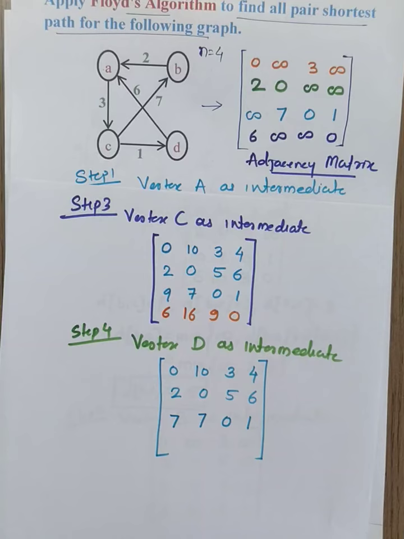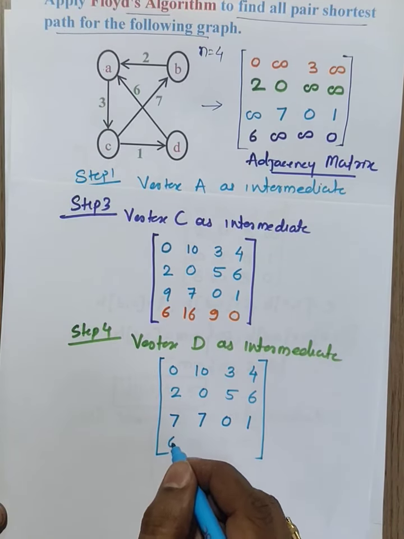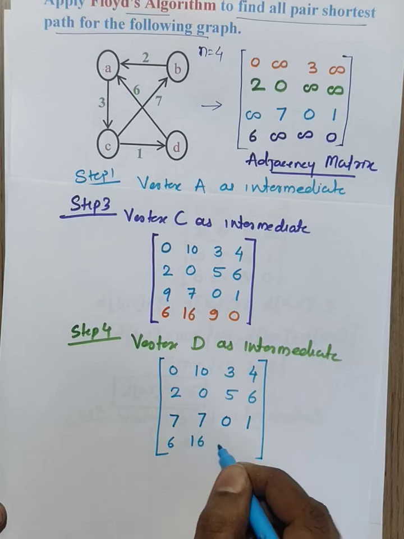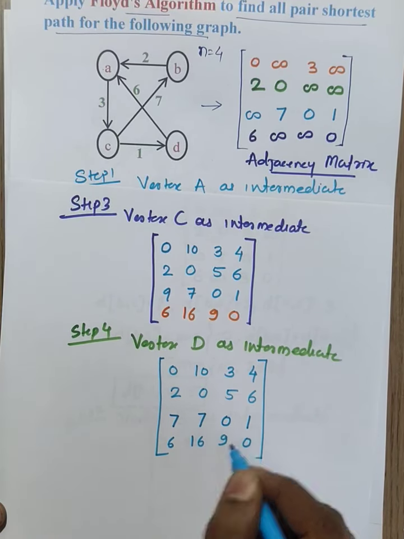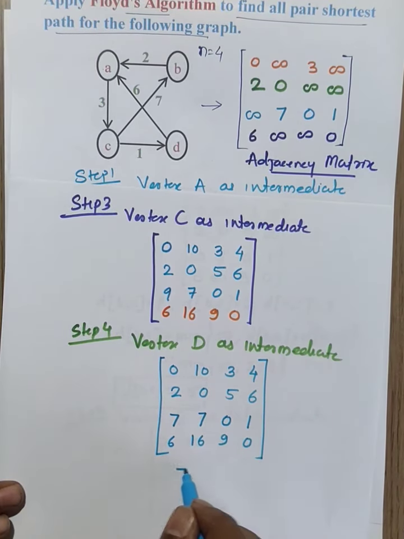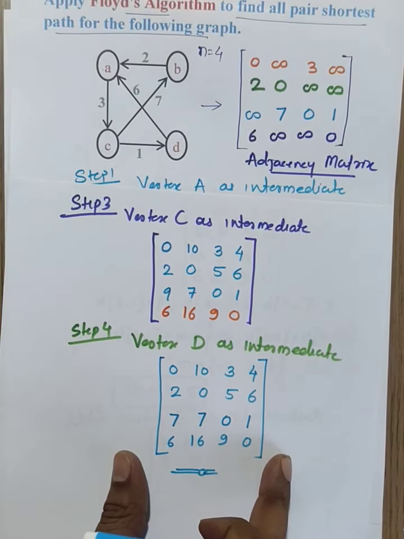Next, D itself as an intermediate means this row will get the same values. D: 6, 16, 9, 0. This is Floyd's algorithm, all pair shortest path, last step.